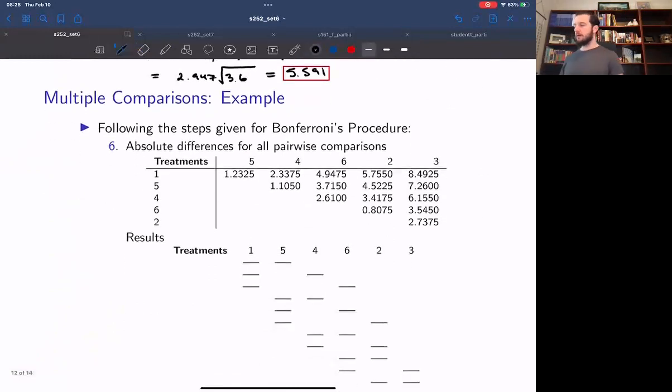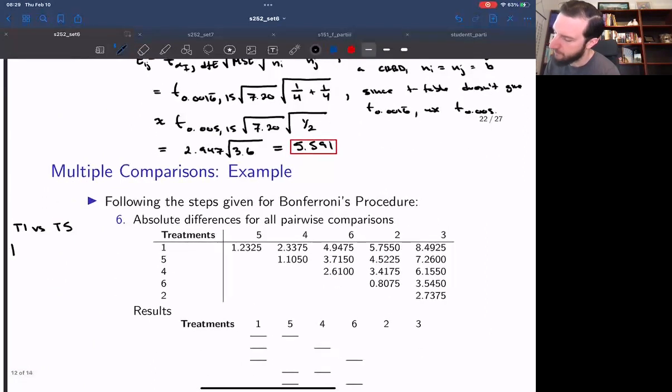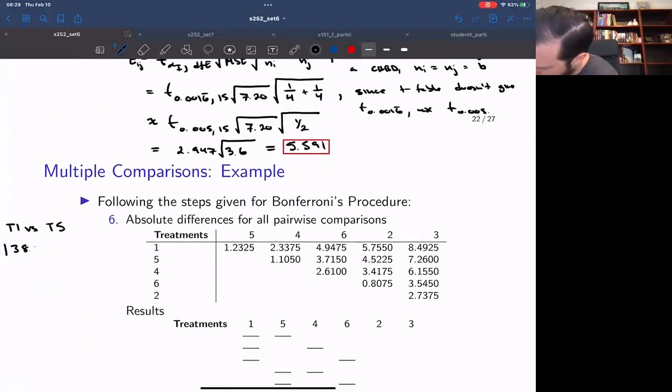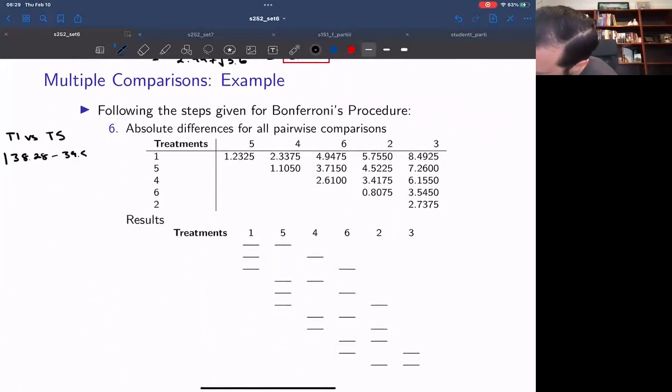All right, so in table 6, we have the differences between the treatment means in terms of order. So just for clarity here, you can see we have treatment 1 versus treatment 5, right? So for T1 versus T5, we have the absolute value of 38.28 minus 39.51. And this is 1.2325. So that's an example of the first quantity here.